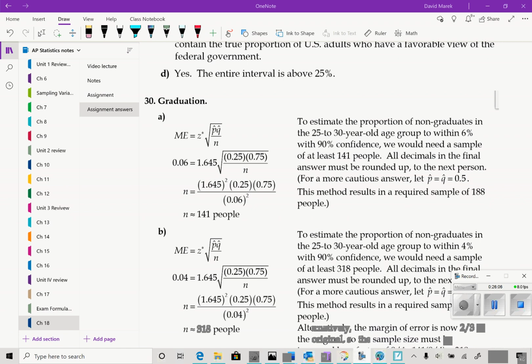141 people. So again, in order to estimate the proportion of non-graduates in the 25 to 30-year-old range within a 6% margin of error with 90% confidence, we would need to sample at least 141 people. Yeah, round that up. Don't round it off, round it up to the next person.